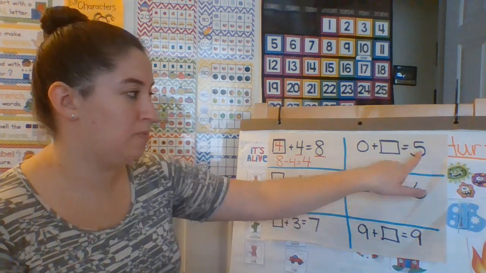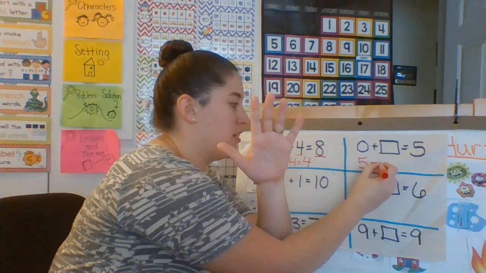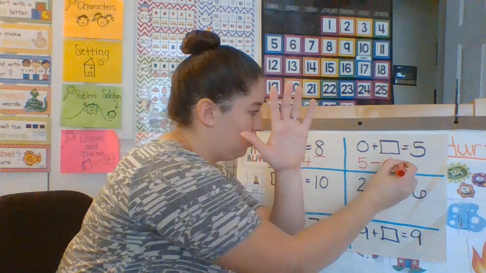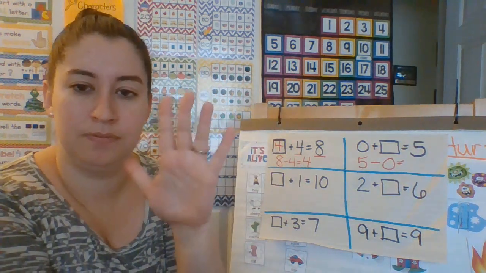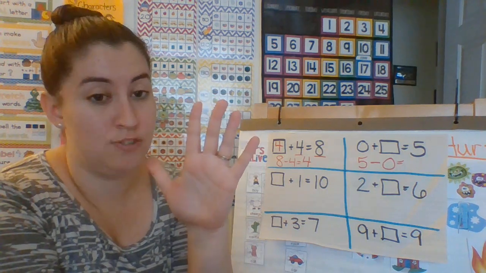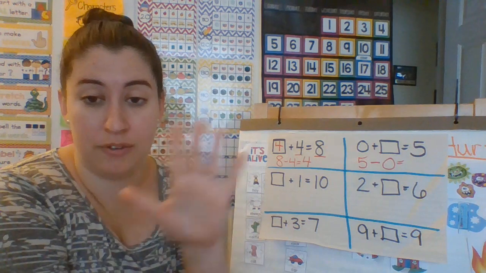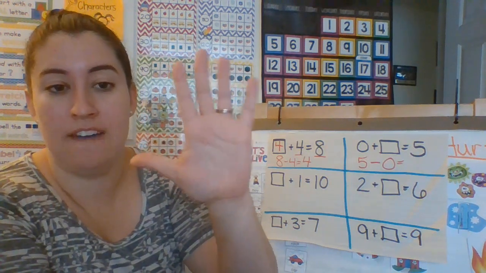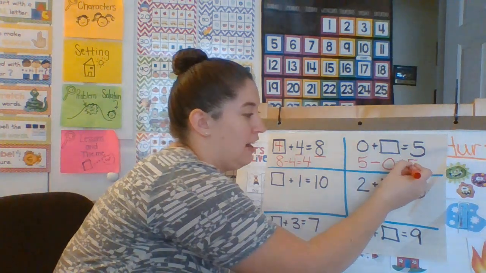So I start with my whole, which is 5. I have 5. I'm making a group of 0. So if I make a group of 0, do I put any fingers down? No, I do not. I do not put any fingers down because I don't have any to put into that other group. So what am I left with? 5 take away 0 is 5.